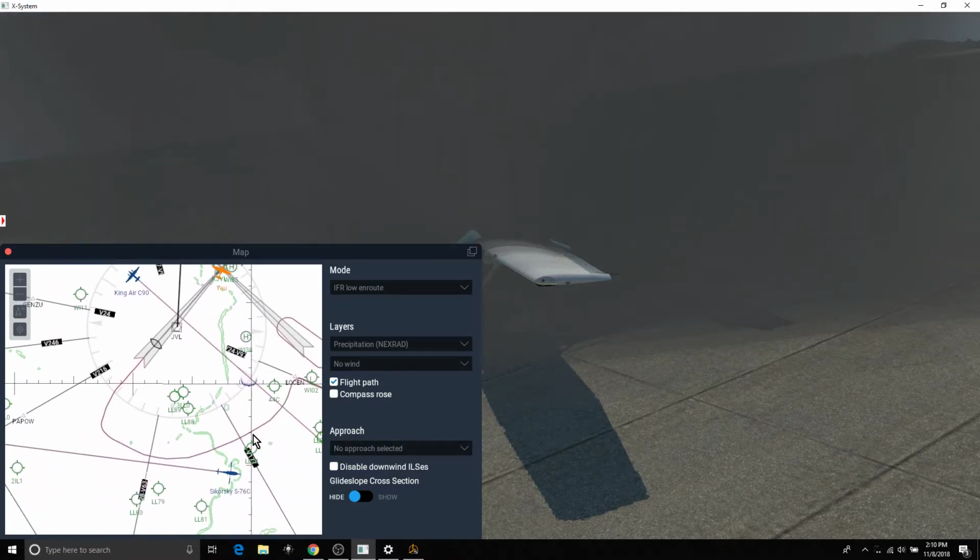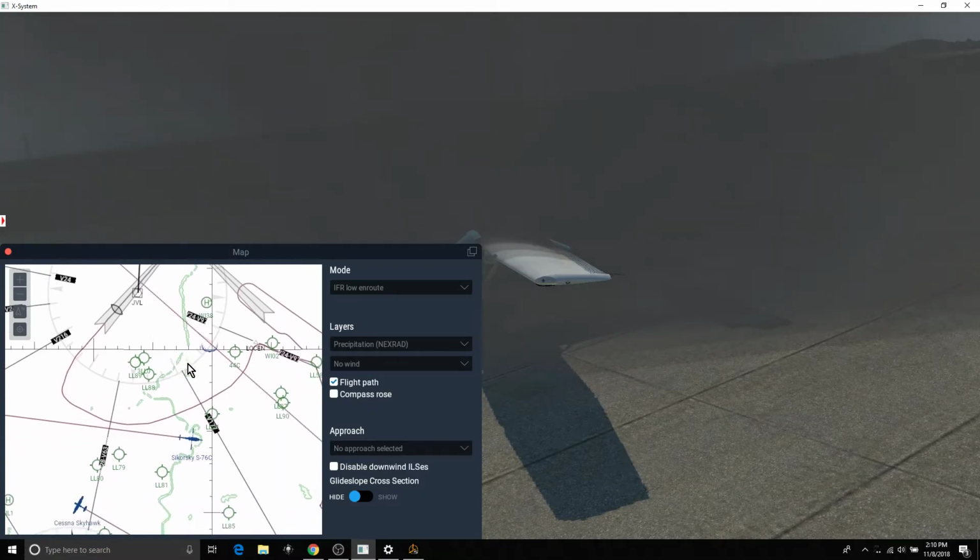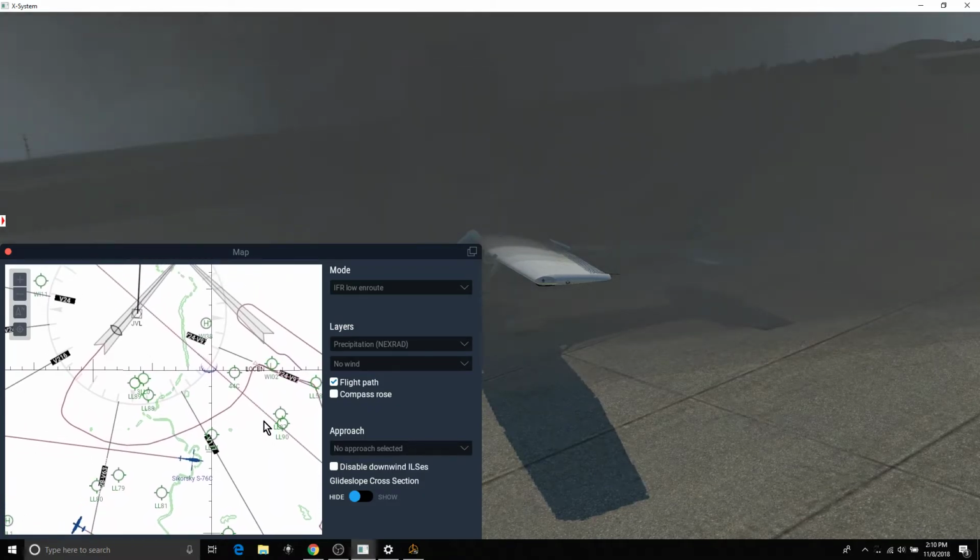So the DME ARC is not bad. The main point here is basically catch the radial inbound, and that's when you do turn and twist to the right.